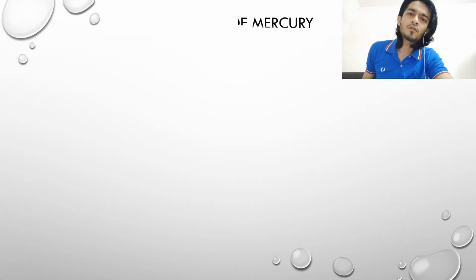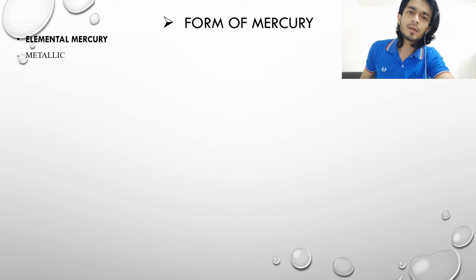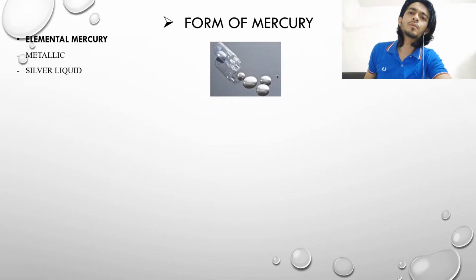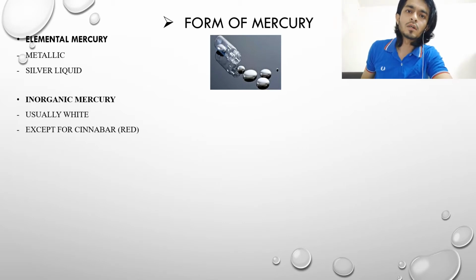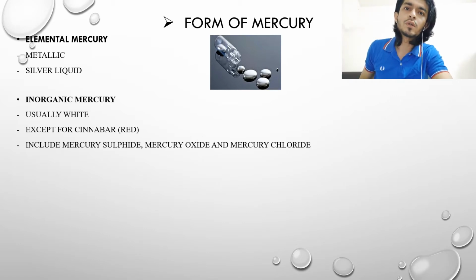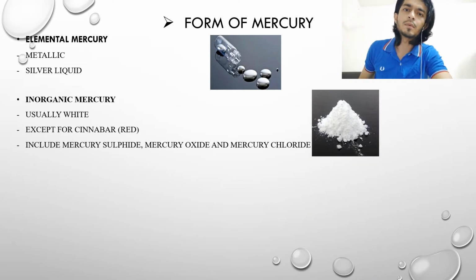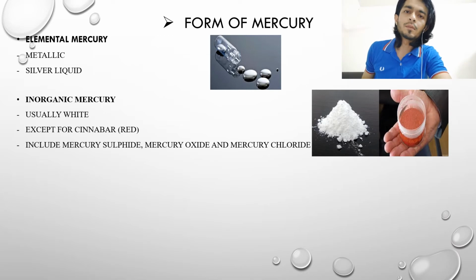There are three types of mercury. First is elemental mercury. The characteristic of elemental mercury is a metallic, silver liquid. As we can see, the first picture is an example of elemental mercury. The second one is inorganic mercury. Inorganic mercury is usually white in color, except for cinnabar. Cinnabar, the color is red. Inorganic mercury includes mercury sulfide, mercury chloride and mercury oxide.